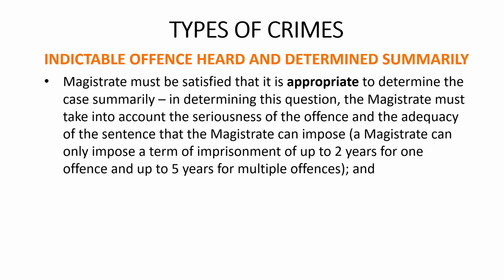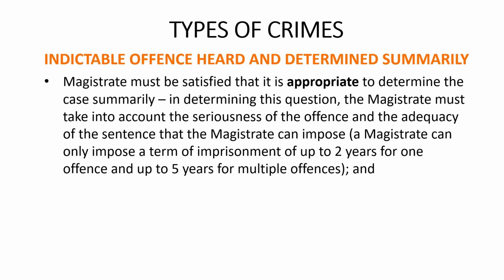So, for example, if the magistrate decides that if the accused is found guilty of the offence, then an appropriate punishment would be imprisonment for a term of greater than 2 years, let's say 6 years, then the magistrate is likely to decide that it is not appropriate to determine the case summarily. Instead, it would be more appropriate for the case to be determined in the county court or the Supreme Court, where if the accused is found to be guilty, then the judge can impose a term of imprisonment of around 6 years.